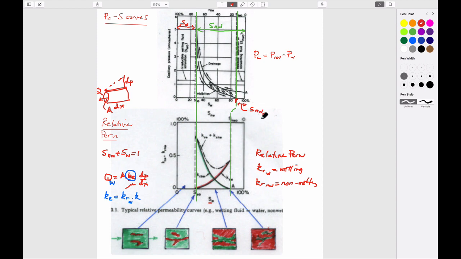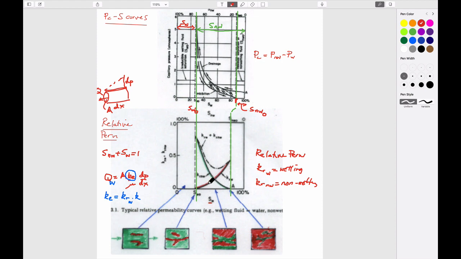Which we can call S_NW0. The 0 means irreducible. You can't get a saturation less than that. And this means that, say, 15% of the oil is left in here and can't be taken out, as opposed to this magnitude here, which happens to be the irreducible saturation of water. This is S_W0. So the difference is that this is water that's trapped in the system. You can't get any more of the other substance in here than that. And this is the non-wetting fluid that's trapped in the system, and you can't get any less of it than that much either.